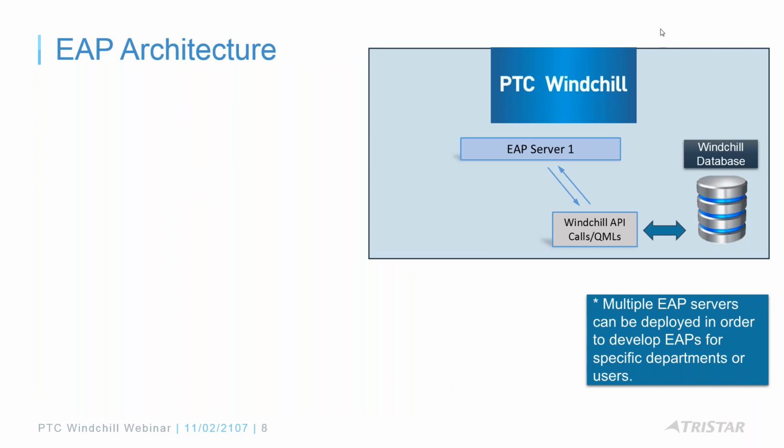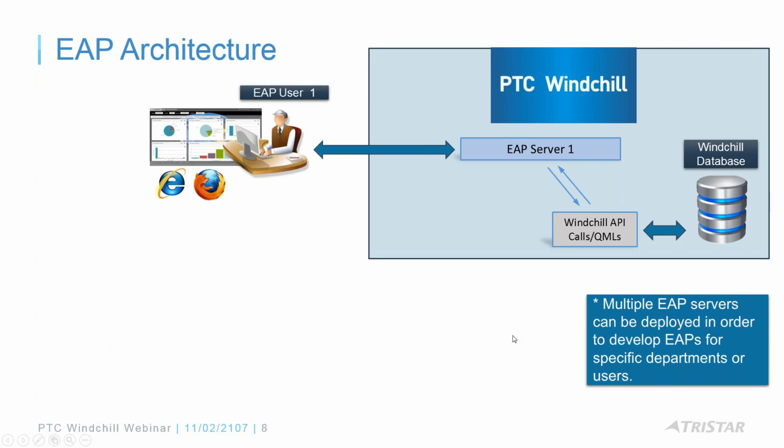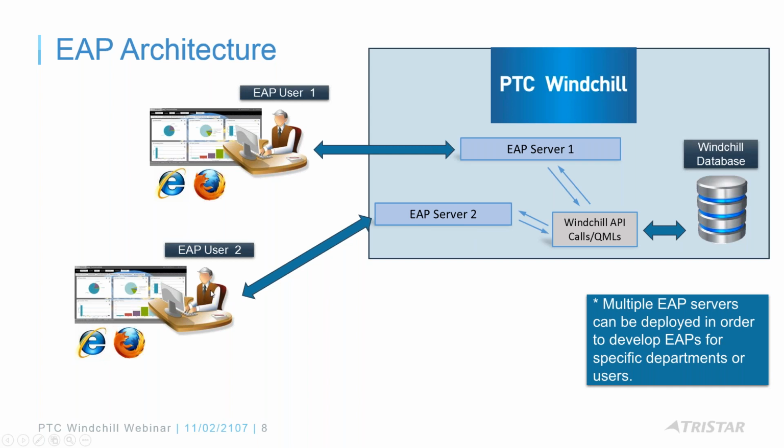So typically on the architecture side, we have the EAP either installed on the Windchill server, so there could be an EAP server where a user accesses it from a remote desktop or mobile device. You could have multiple servers running, generating multiple reports for different departments. Some departments may want to see data a certain way. Other departmental users may want to see a simplified version of that data.